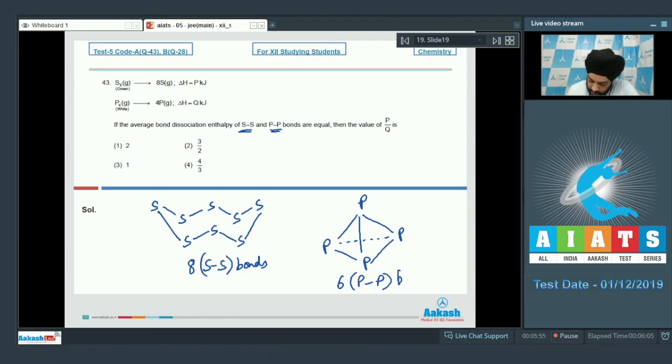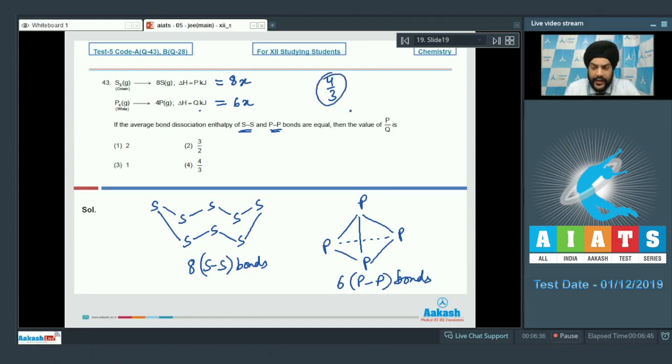P-P bonds. So students, it is given to us that in the first reaction 8 S-S bonds are broken, and in the second reaction 6 P-P bonds are broken. It is further mentioned that the average bond dissociation enthalpies of phosphorus and sulfur bonds are equal. So if the delta H, which is given as P kilojoules, is equal to 8x, then this will be equal to 6x. The examiner seems to be interested in the ratio of P by Q. So the ratio of P by Q shall come out to be equal to 8x by 6x, which on simplification will be equal to 4 by 3.